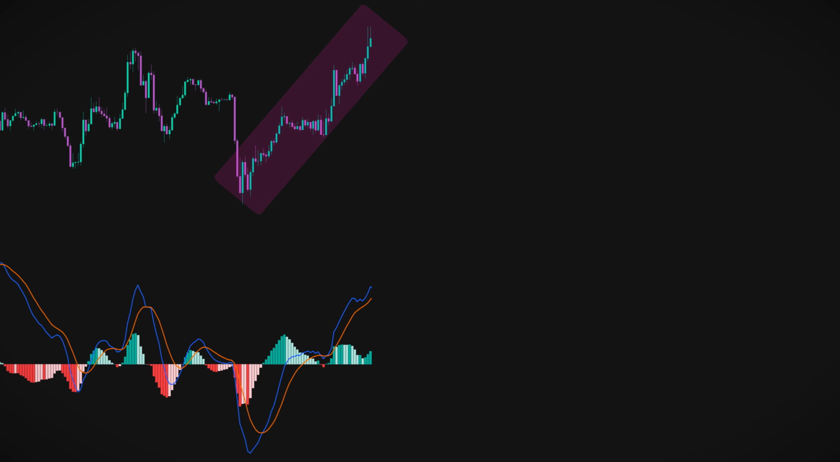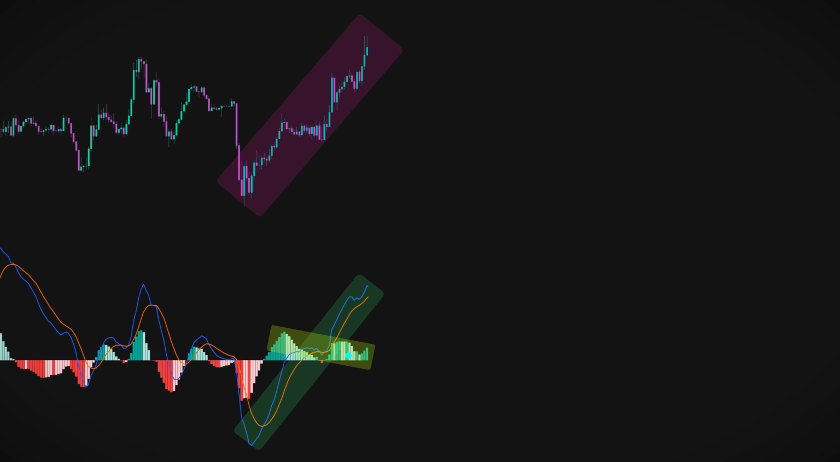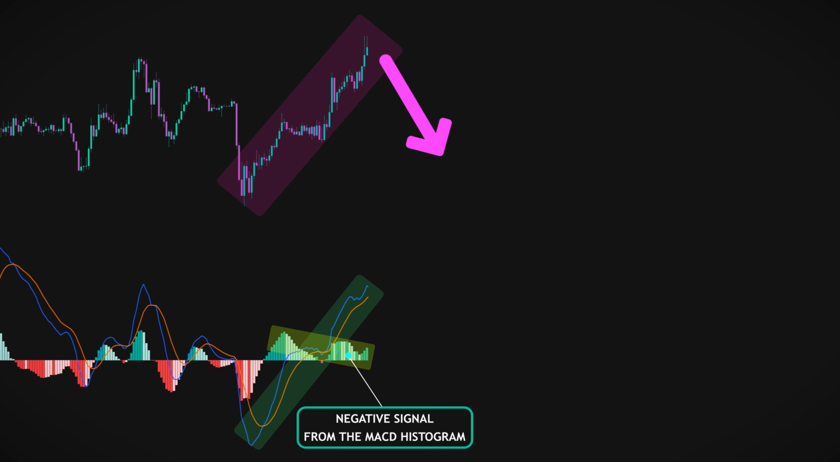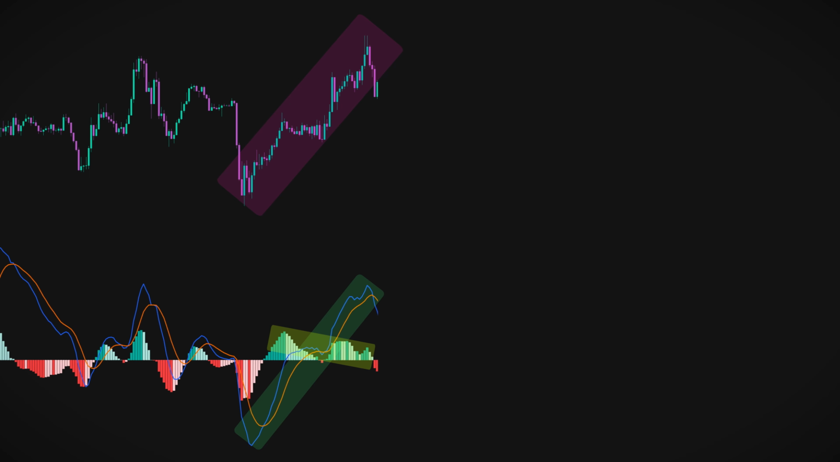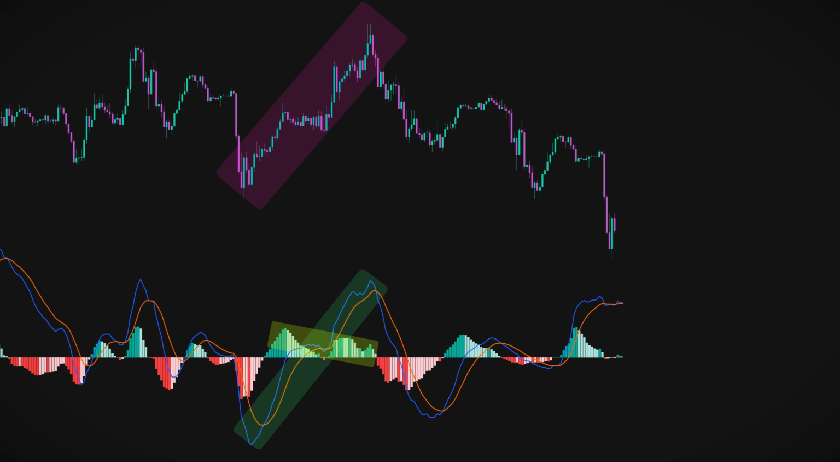Now, let's move on to bearish divergence. Bearish divergence is the opposite of bullish divergence. If the price of the stock is rising, and the MACD is also increasing, but the histogram is falling, this indicates a negative divergence. Following this, there's a higher chance that the price will decrease, which is exactly what happened in the example provided.